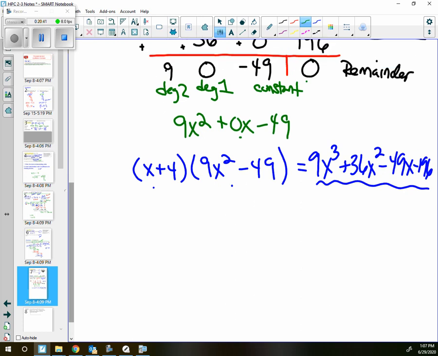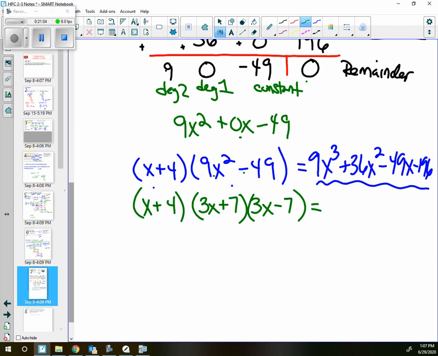I could either use long or synthetic to do that, but now I could keep going and factor this other polynomial further, and I can see what the other factors of this polynomial would be. So let's see if I can find the other factors. 9x squared, how do you multiply to get 9x squared? Well, that would be 3x and 3x. These are both perfect squares, so this should work well. If it's a negative, that means plus and minus. And then how do you get 49?